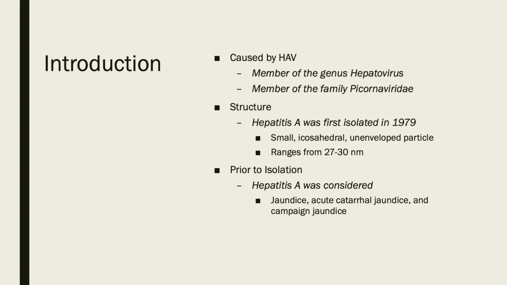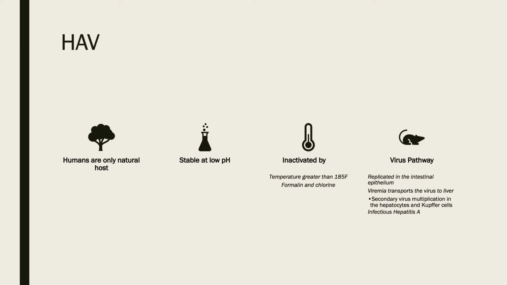Prior to the point that we were able to isolate it, hepatitis A was considered jaundice, acute catarrhal jaundice, and campaign jaundice. We didn't have a link for why people were having this onset of symptoms as well as jaundice until we were able to isolate the virus. So just a little background on hepatitis A virus.